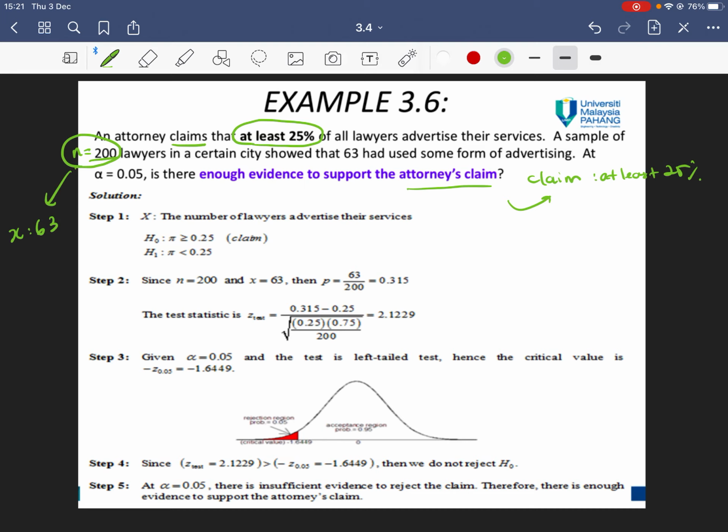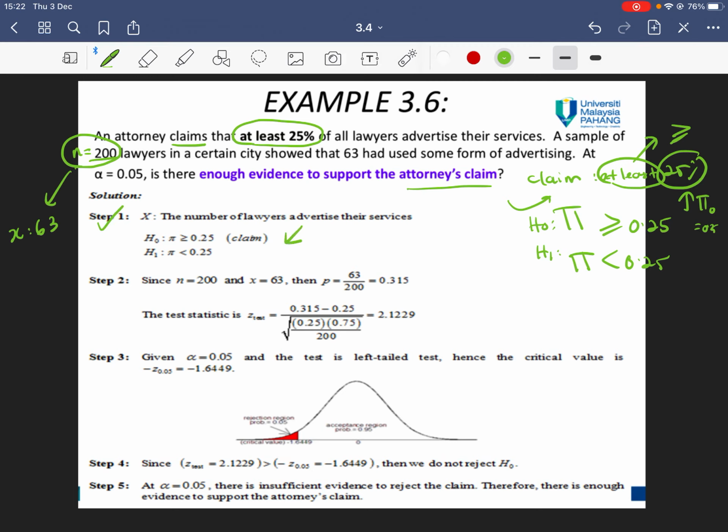H null, H1. The keyword here is at least. What is the symbol for at least? Greater than or equal. So we have the equal sign must be at H null. If your H null is greater than or equal, your H1 will be less than. How many? 25% will be your pi naught equals 0.25. So 0.25. And here is pi. Okay, so you will get this. Step number 1 done.